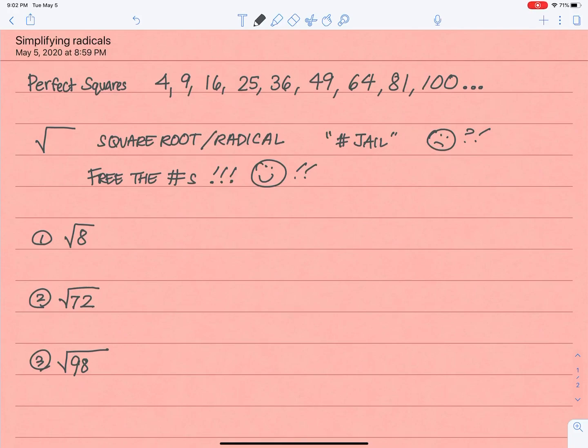Right now we're going to learn about how to simplify radicals. So before we even start, we got to review some vocabulary words. The first vocabulary word we're going to go over is something called the perfect square. So what are perfect square numbers?